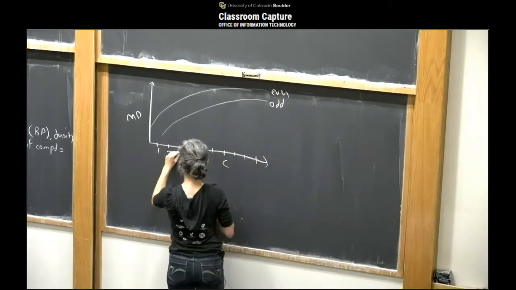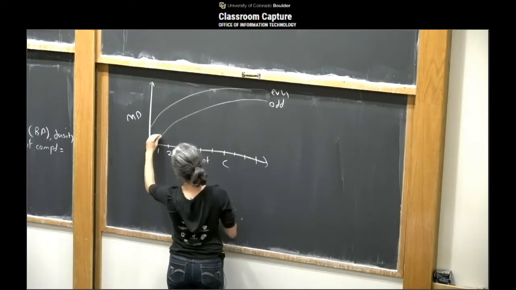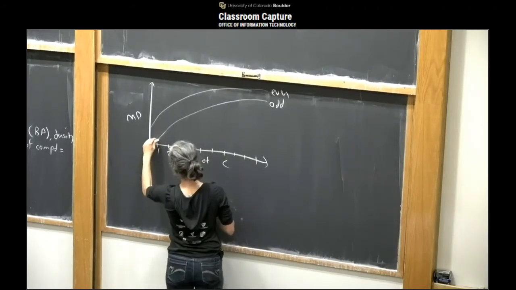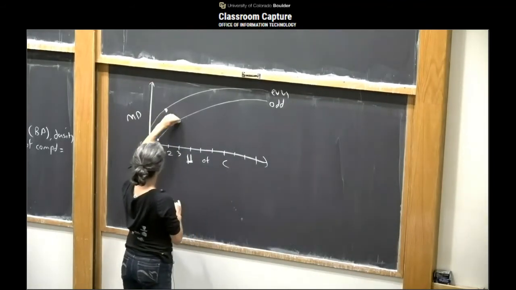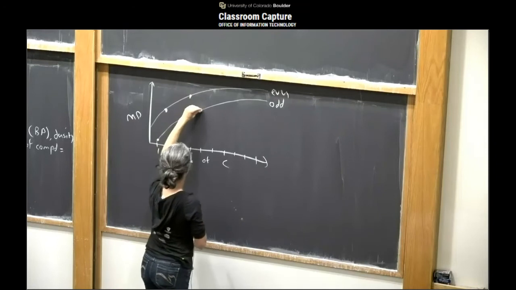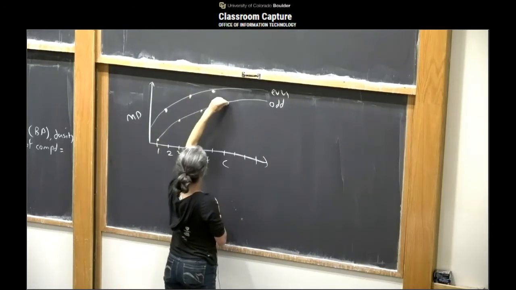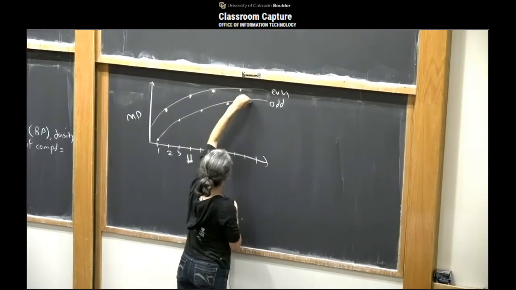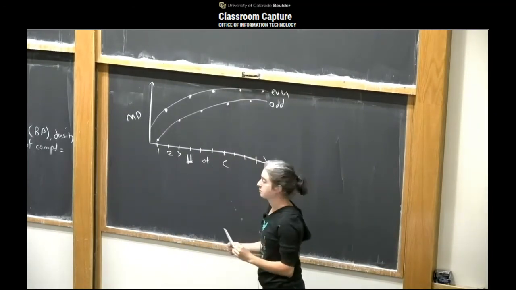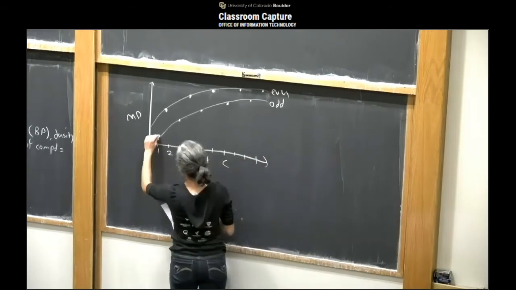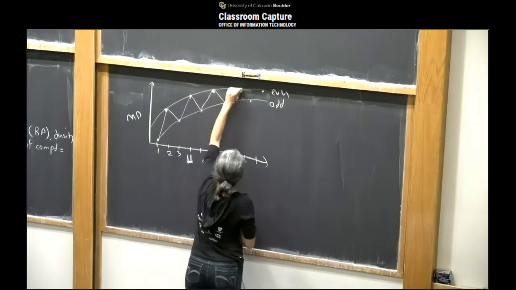Okay, so one would be on the odd curve, two would be on the even curve, then odd, then even, then odd, even, odd, even, odd, even. And so it's sort of like two continuous curves, but then if you plot all of the carbons together, you get this zigzag kind of line going on.